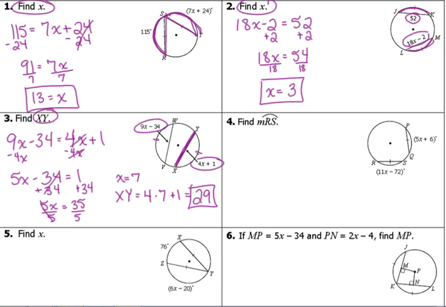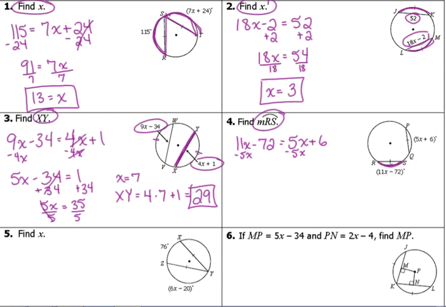Okay, number 4, find the measure of arc RS. So I encourage you, highlight it, darken it in, do something to remind yourself this is what I'm really looking for in the end. I want the measure of that arc. So the chords are marked congruent, so the arcs are equal. 11x minus 72 is equal to 5x plus 6.